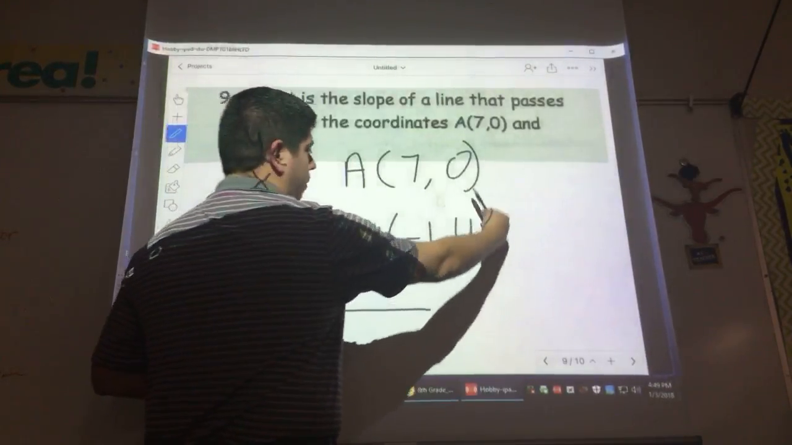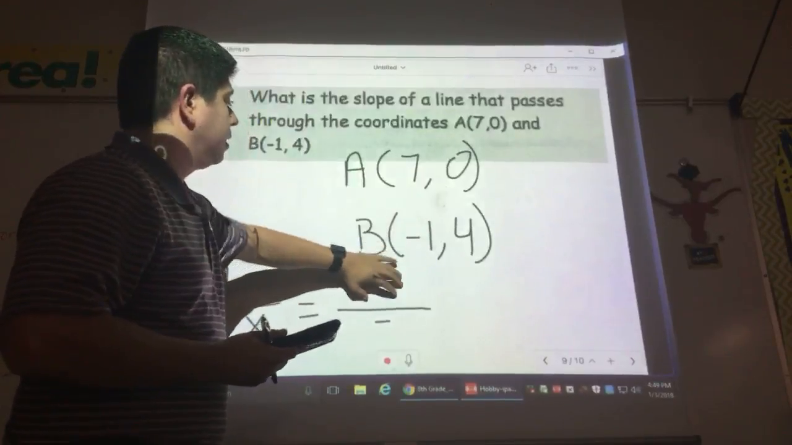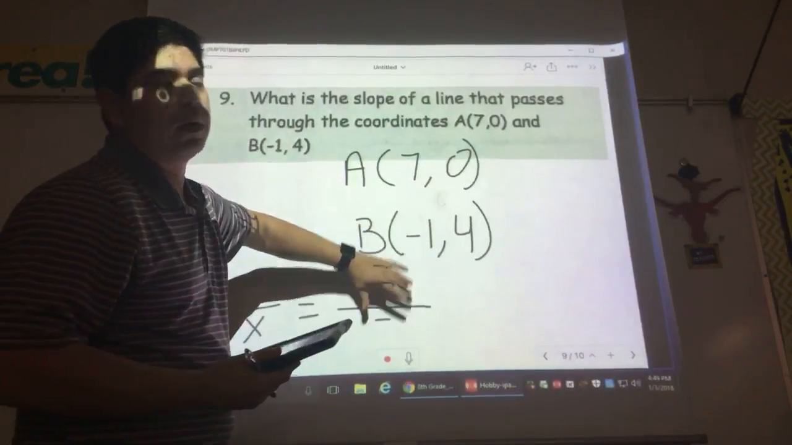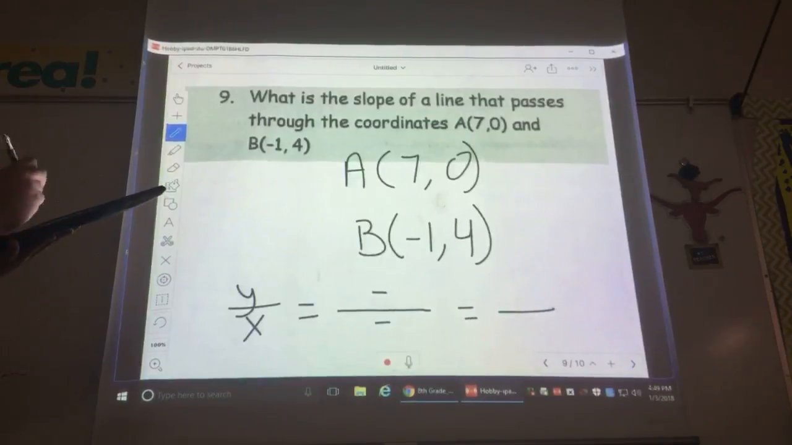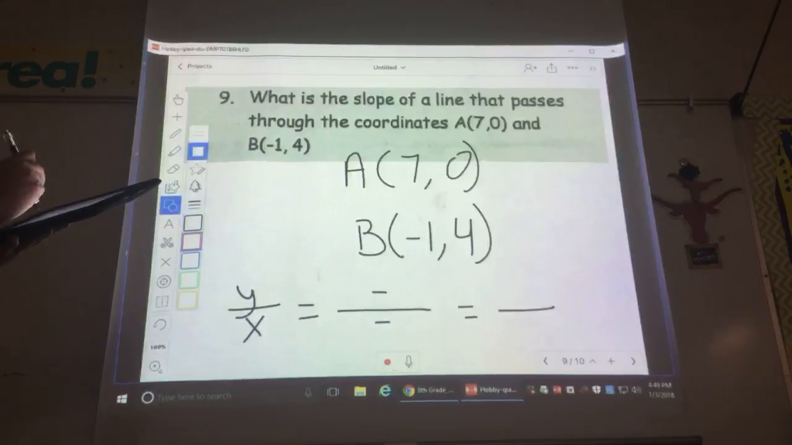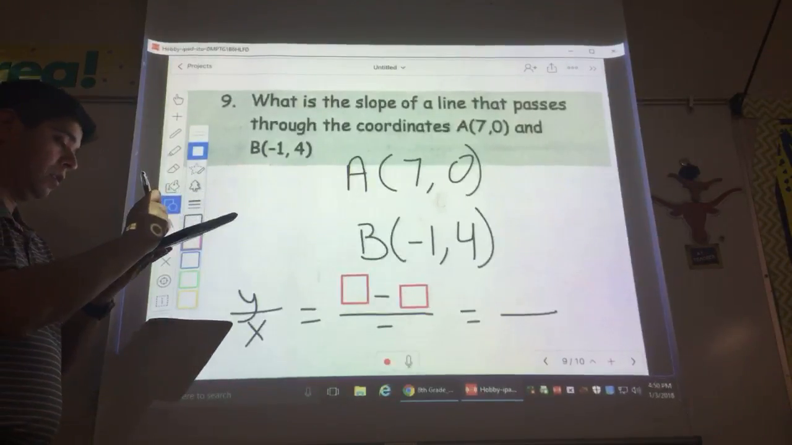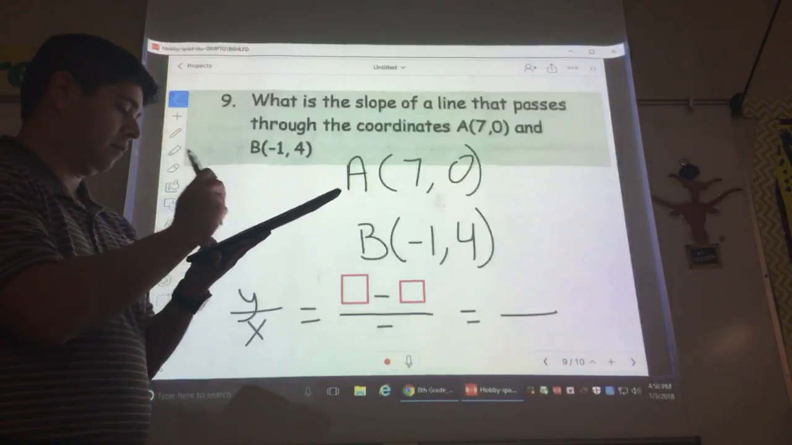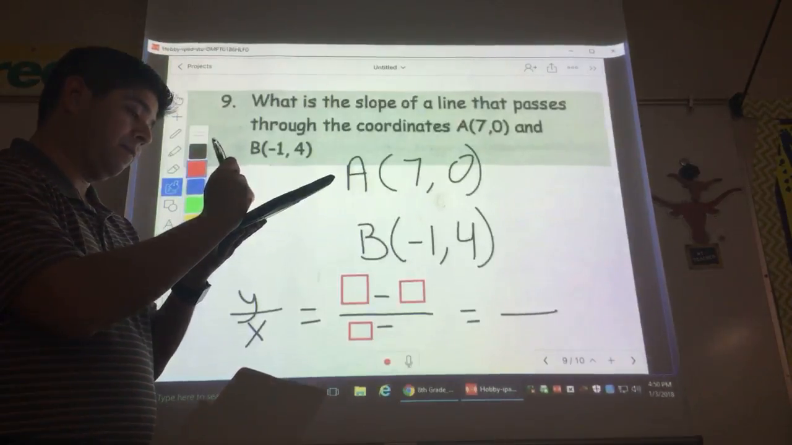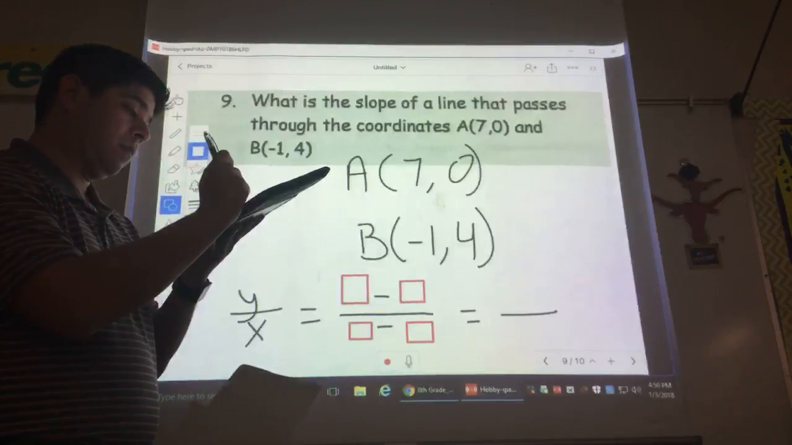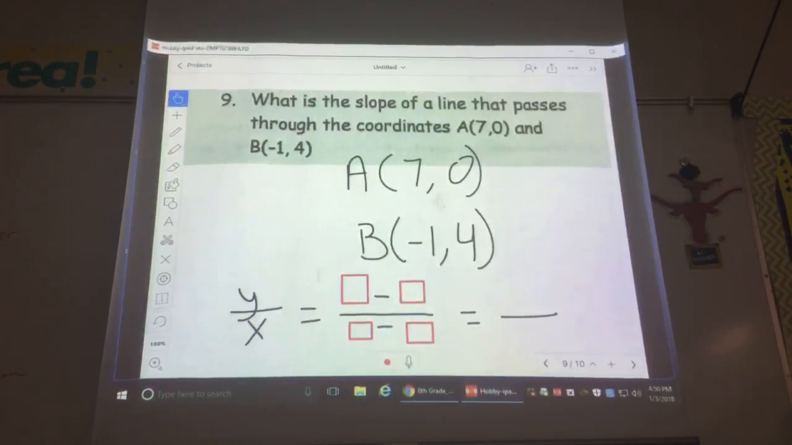So you can have 4 minus 0, and then negative 1 minus 7, or if you want to put 0 minus 4, the y coordinates have to be on top though, and then our x coordinates are on the bottom. So however you want to do that, that's what's going to go there, and then you'll simplify it, you'll get an answer. So let me put some boxes where you're going to have some numbers. You have a number there. We'll have a number here. We'll have a number here. Number there. And then you just simplify that. You're going to get your answer of the slope. All right? So that's that one.